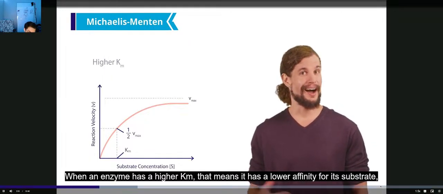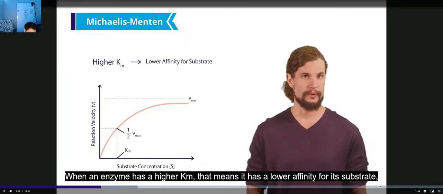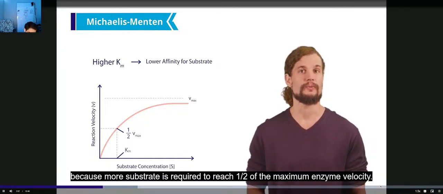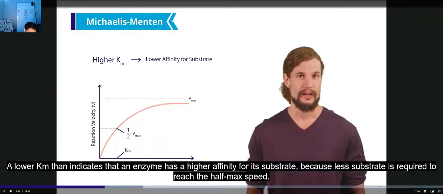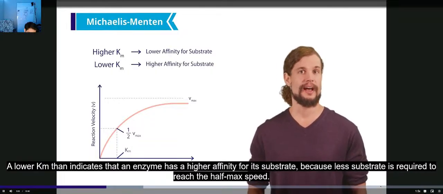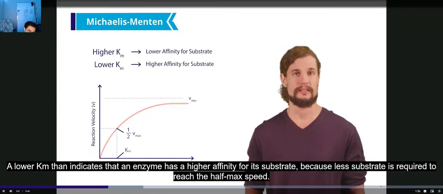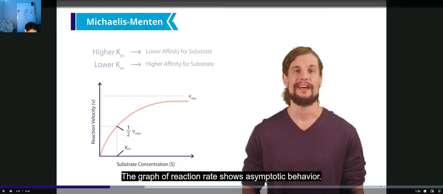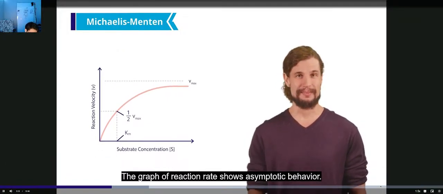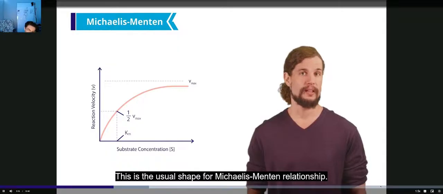When an enzyme has a higher Km, that means it has a lower affinity for its substrate, because more substrate is required to reach half of the maximum enzyme velocity. A lower Km then indicates that an enzyme has a higher affinity for its substrate because less substrate is required to reach the half-max speed. The graph of reaction rate shows asymptotic behavior. This is the usual shape for the Michaelis-Menten relationship.